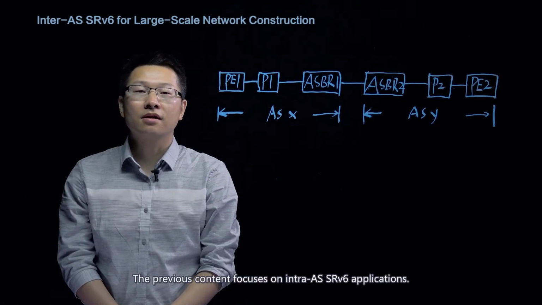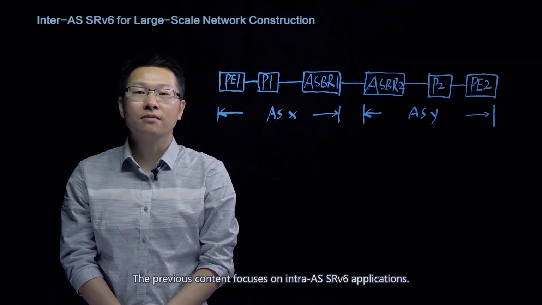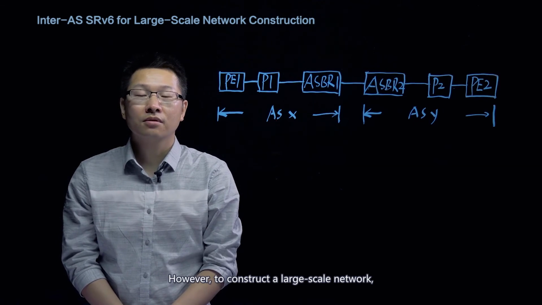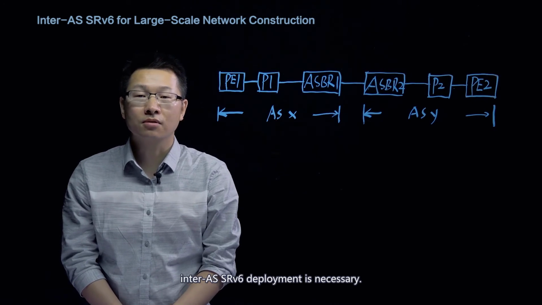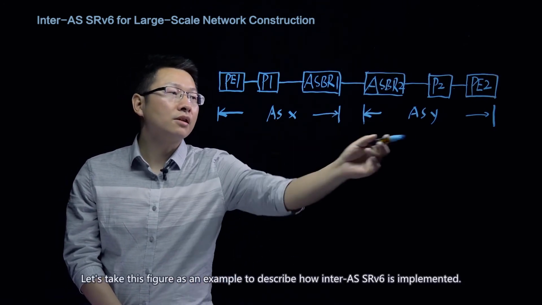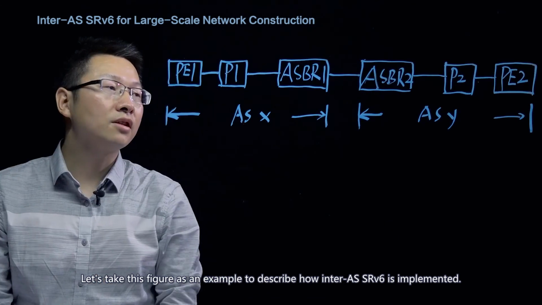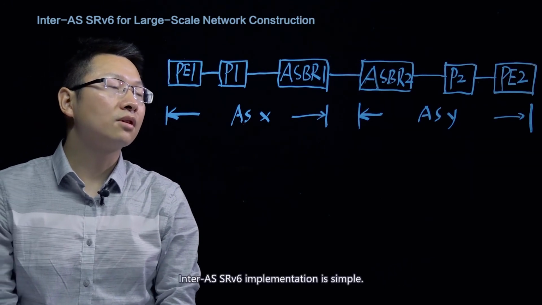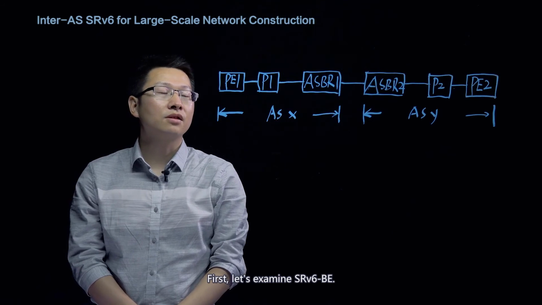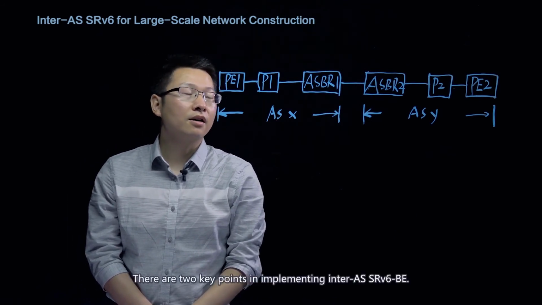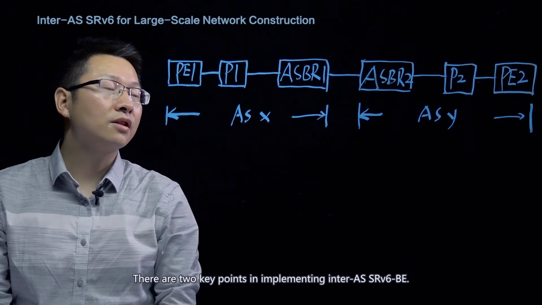The previous content focuses on intra-AS SRv6 applications. However, to construct a large-scale network, inter-AS SRv6 deployment is necessary. Let's take this figure as an example to describe how inter-AS SRv6 is implemented. Inter-AS SRv6 implementation is simple. First, let's examine SRv6BE. There are two key points in implementing inter-AS SRv6BE.